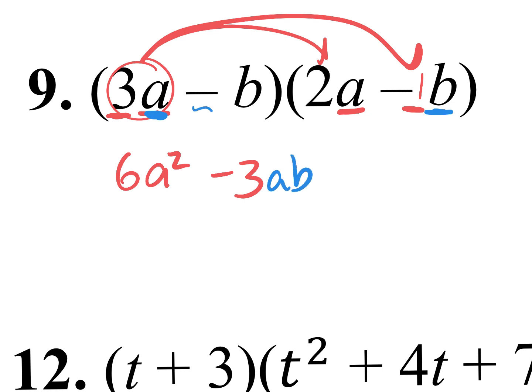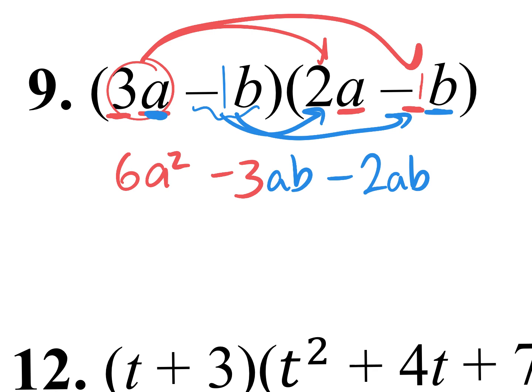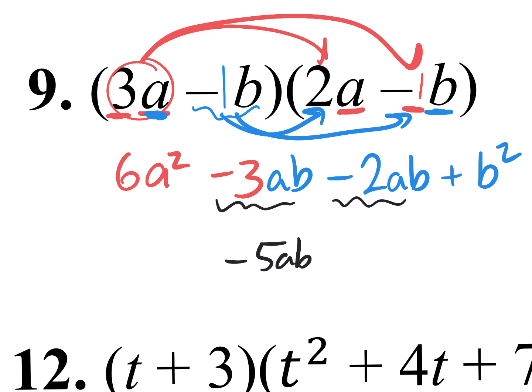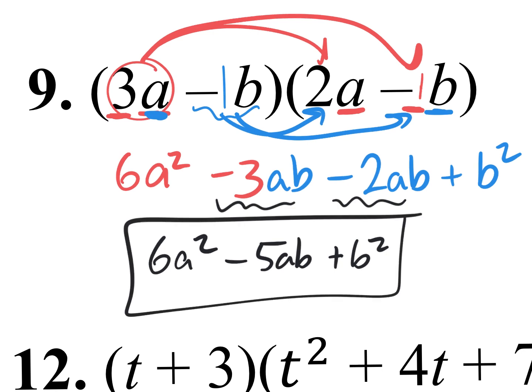So then you distribute negative b times positive 2a. That's negative 1 times 2, which is negative 2. And then b times a is ba, but let's put it in alphabetical order, ab. And then negative b times negative b is positive b squared. And could we combine the middle terms? Yeah, you can. What do we get? Negative 5 of those ab's. You got the b squared at the end. You have 6a squared at the beginning. So ab is like its own little thing.